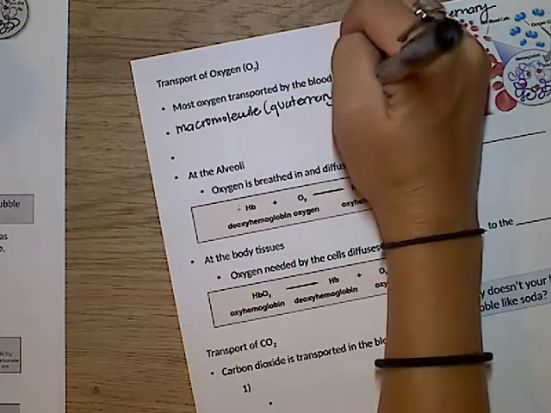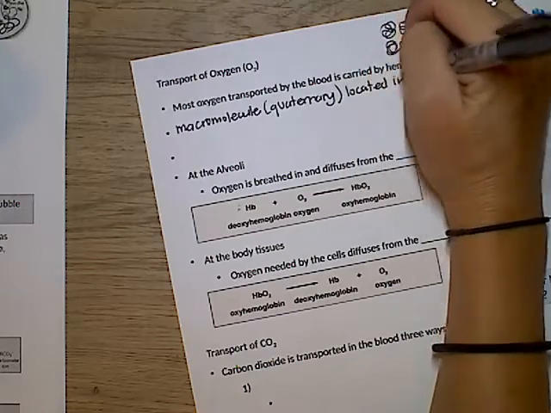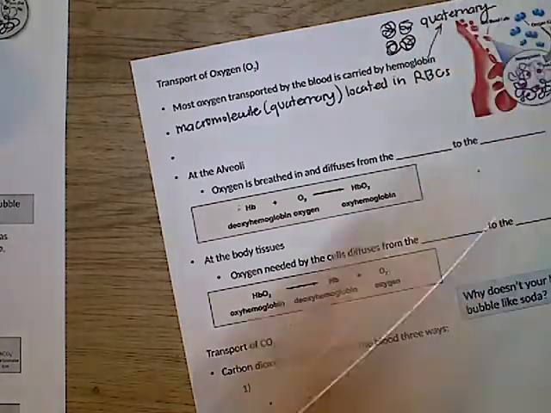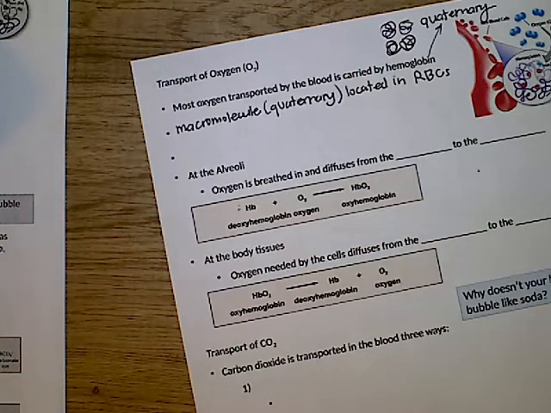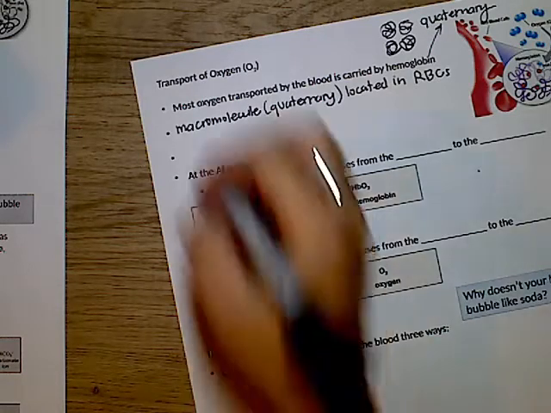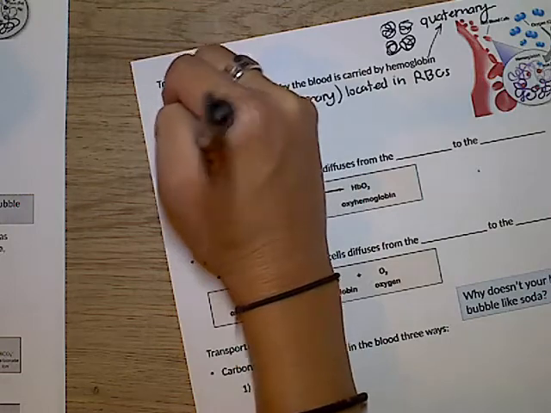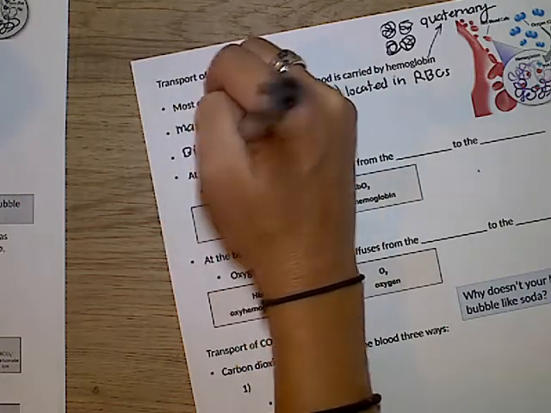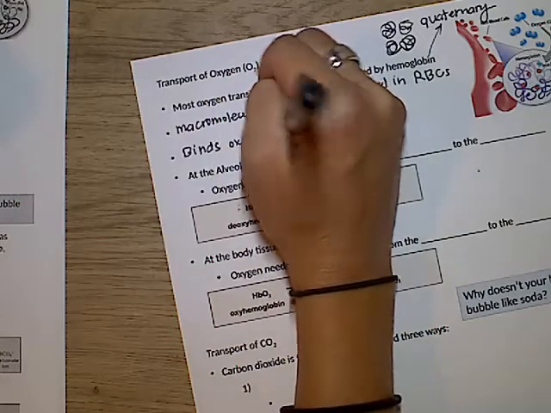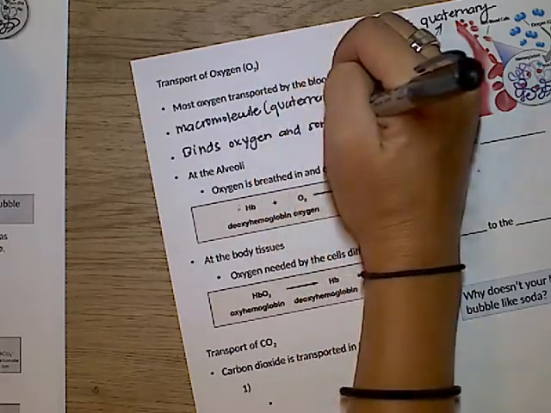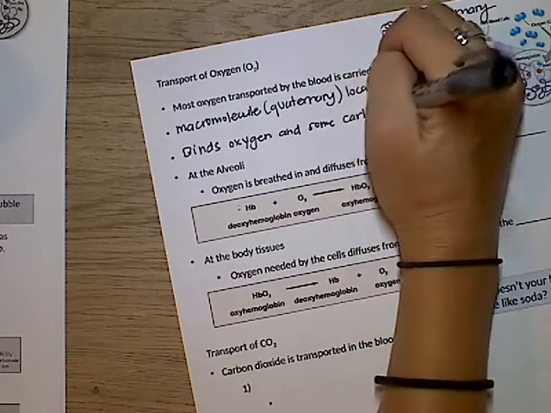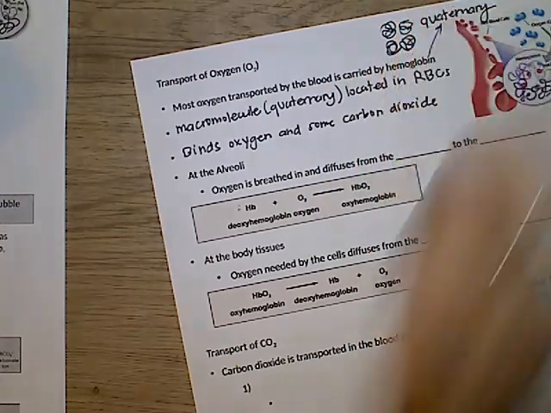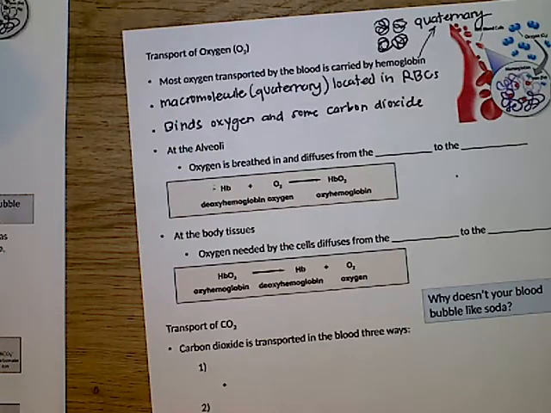Located in red blood cells. And get used to red blood cells being abbreviated as RBCs, because that's how it's going to be the rest of forever. And what it does is it binds with oxygen and some carbon dioxide. So it's a carrier for these gases that we need to get in and out of our bodies.